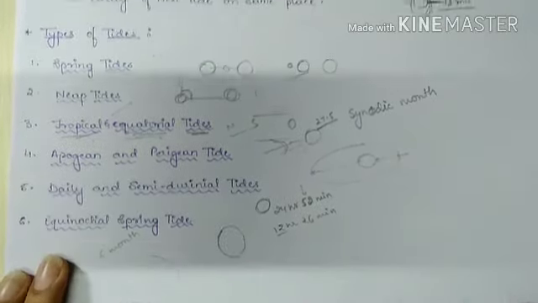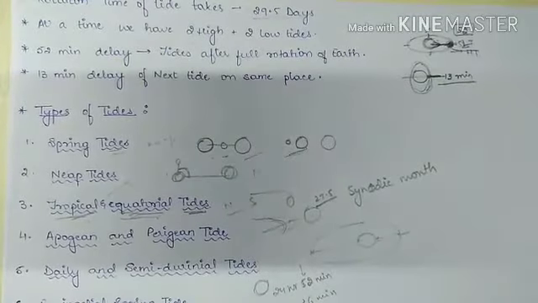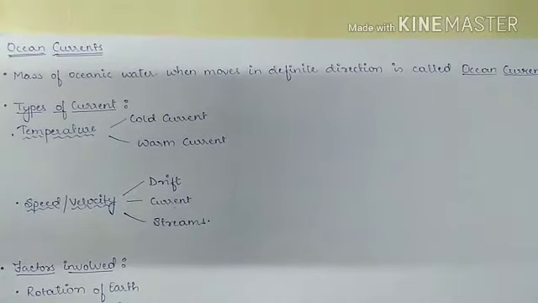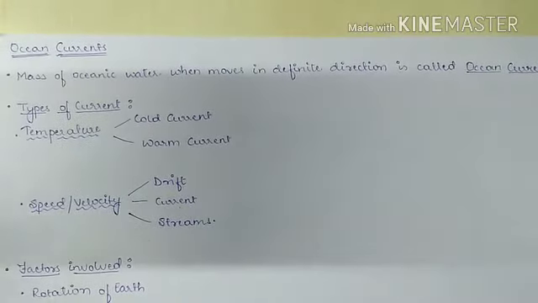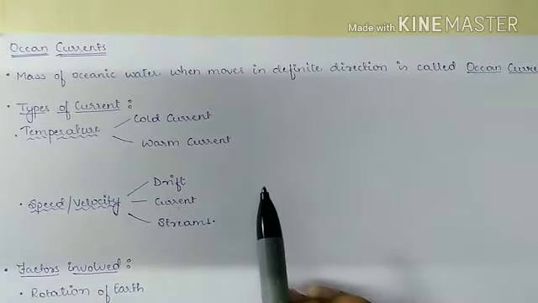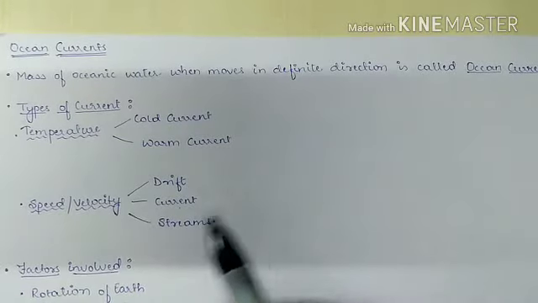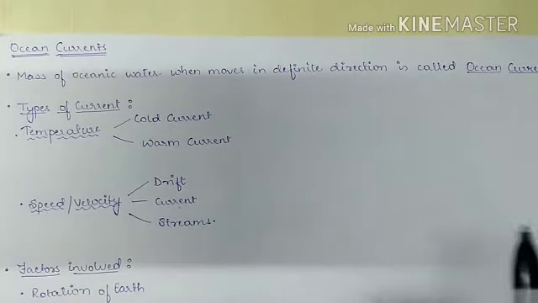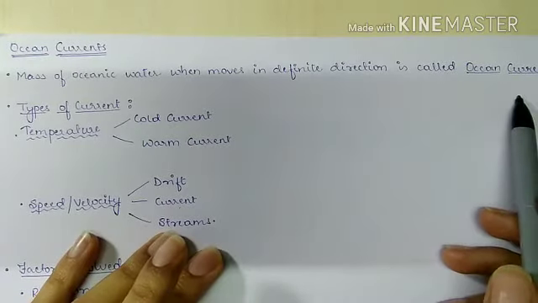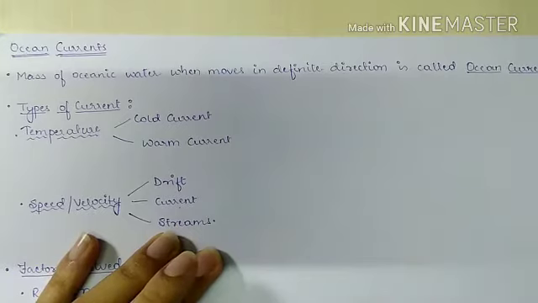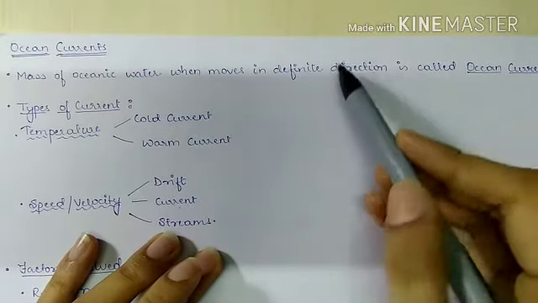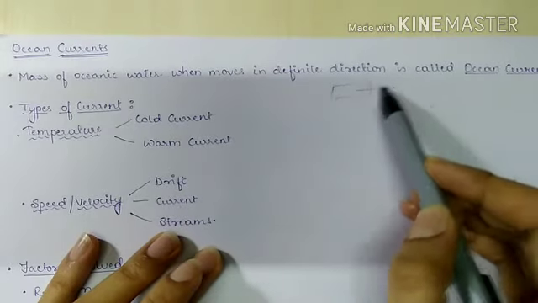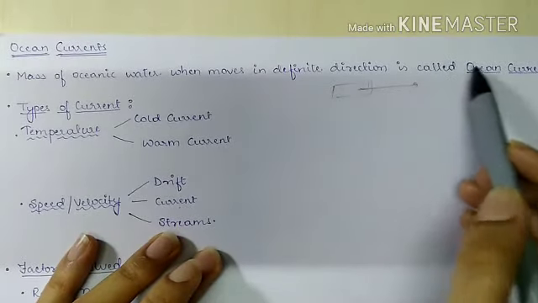So these were the types of tides, and this was the whole concept of tide. Now we will look into oceanic currents. Oceanic currents, we can simply say, are the mass of oceanic water, and when this mass of oceanic water moves in a definite direction, it is known as oceanic current. So a good amount of mass of oceanic water that is moving in a particular direction is known as oceanic current.